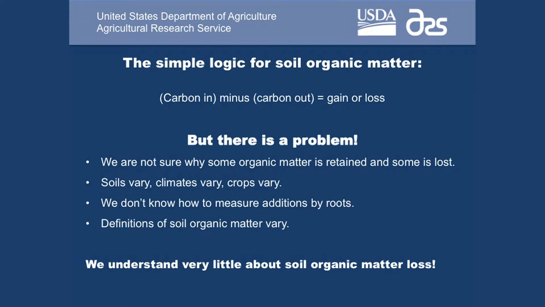We can measure carbon in accurately, and we can measure whether there was a gain or loss over a given period. There's a lot of variability, and we're not very accurate, but we can, theoretically. But this is what we want to know: why does carbon go out? Which substances are faster or slower at gaining or losing carbon from the soil? This is what we really don't know. We're not sure why some organic matter is retained and some is lost.